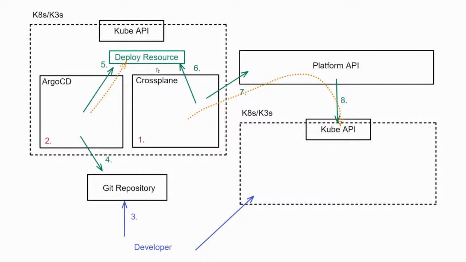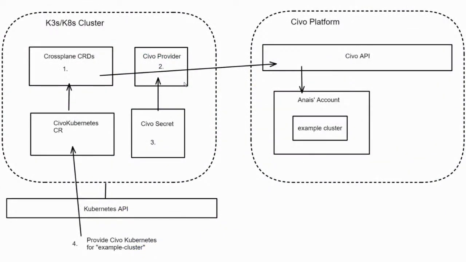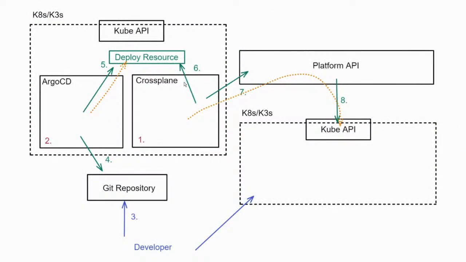And then once it's deployed on a Kubernetes cluster where Crossplane is running, Crossplane can communicate through the other platform's API and create the resources, whatever you want to spin up, whether those are databases or clusters or any other form of infrastructure. Crossplane can then communicate with those other platforms and spin up the resources for you.